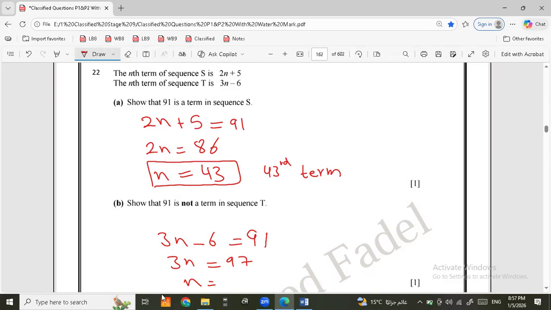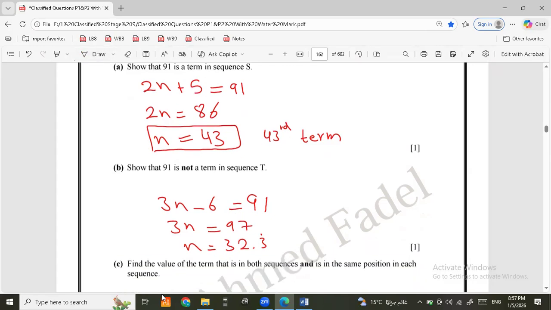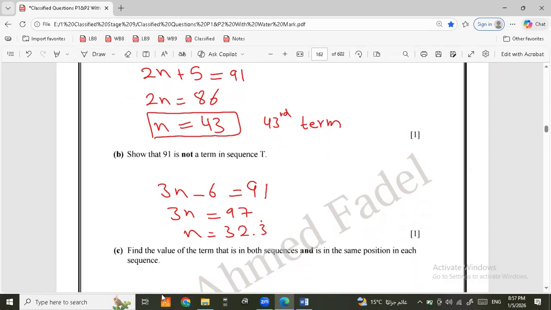So you're going to find a decimal in there. You will find that it is 32.3 with dot notation above the 3. You're going to find that it's endless. So you will show that it is not a term in the sequence. It is actually between the 32nd and the 33rd term.